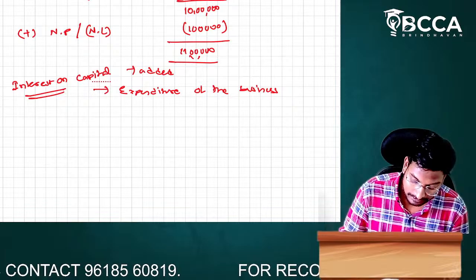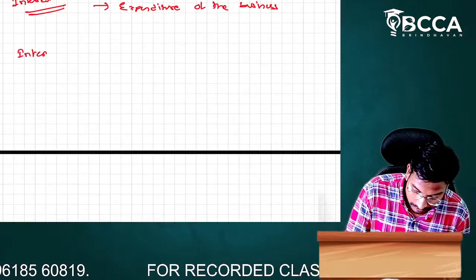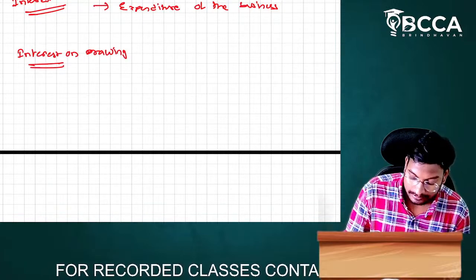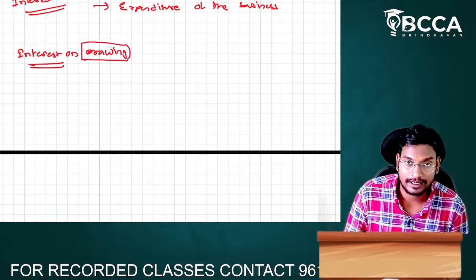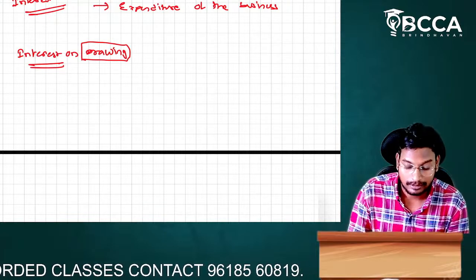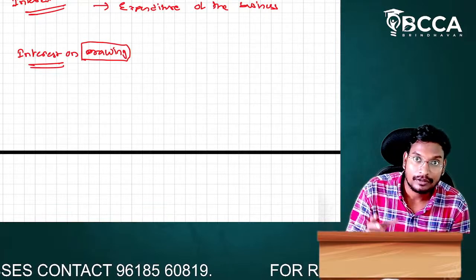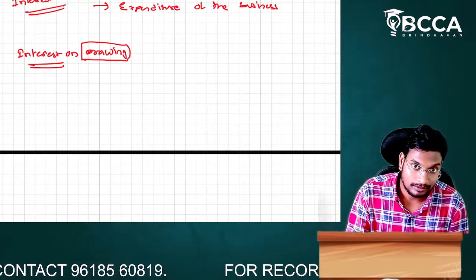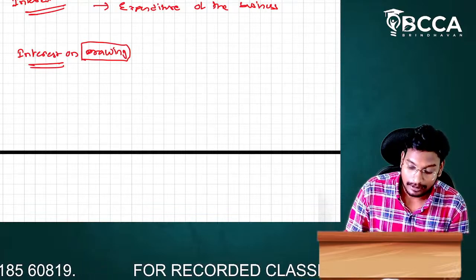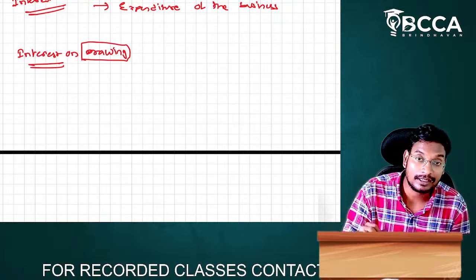Next concept, interest on drawings. First of all, we have to see drawings, which we have already discussed. Drawings means if any goods, commodity, or cash is taken away by the proprietor from the business for personal use, then it is called drawings.